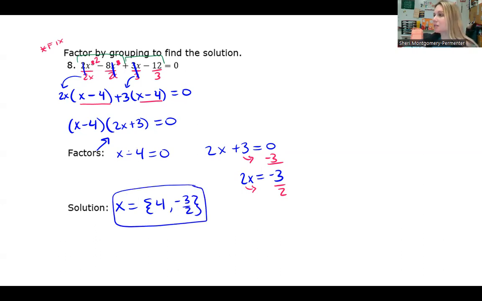You will have some answers. They will be fractions. That's okay. It doesn't matter. You don't have to give me a decimal. Just write them like that.